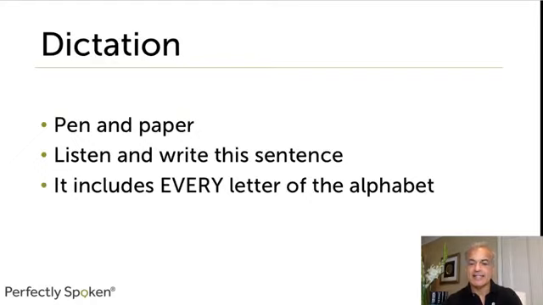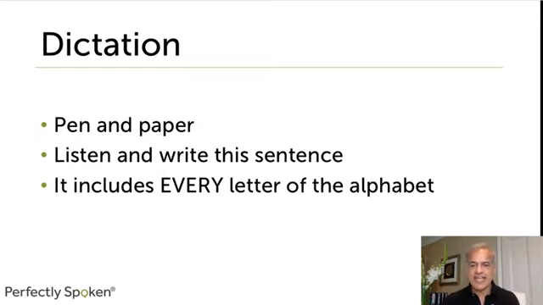Quick practice. Very short, piece of paper, pen, listen and write. Every letter of the alphabet is in this one sentence. Are you ready?